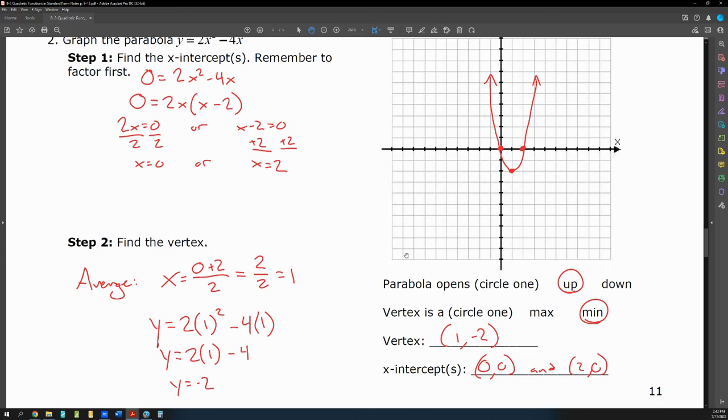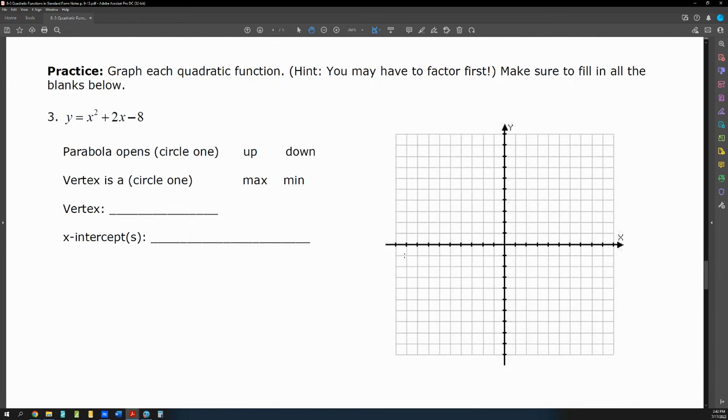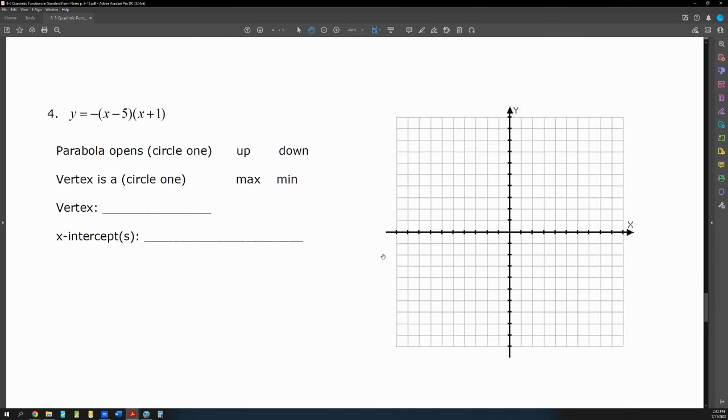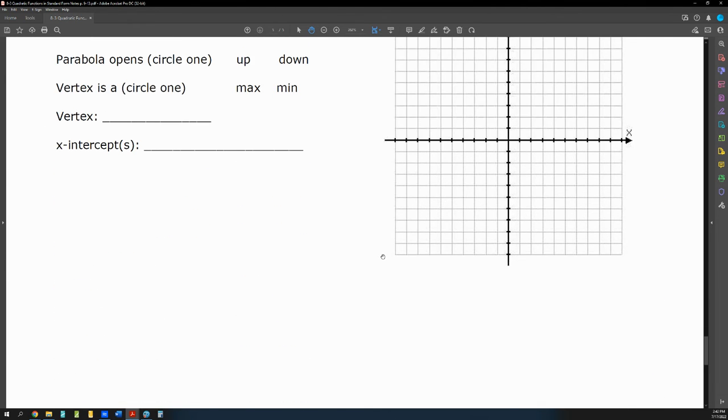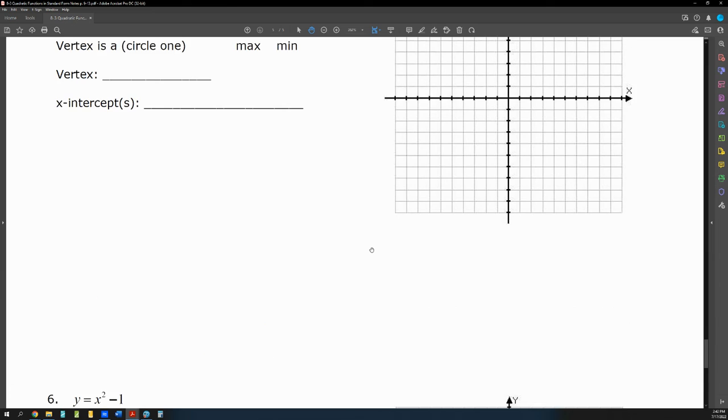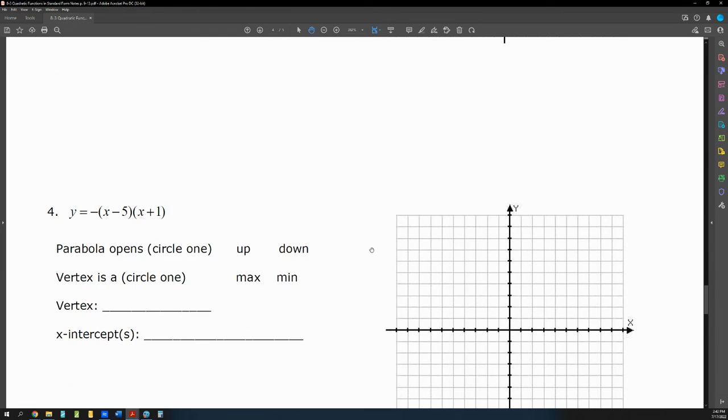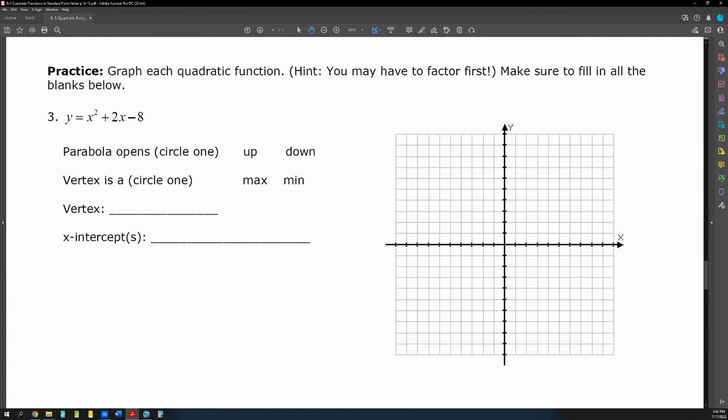All right. So go ahead and flip the page. There are 4 problems here for you. Go ahead and try numbers 3, 4, 5, and 6 on your own. You can pause the video and then come back to check your work. All right, so go ahead and pause the video.